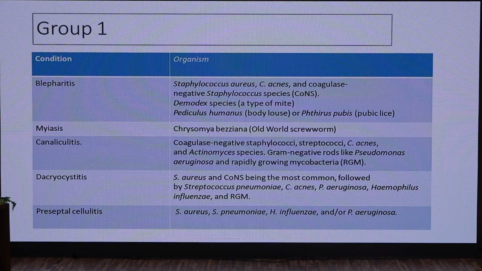And then a different type of mite, that is Demodex, and also pubic lice are associated. So in the Western world, when pubic lice are found on the eyelid, it signifies that child abuse is there. Then again, myiasis cases have been reported recently from India in northeastern regions.